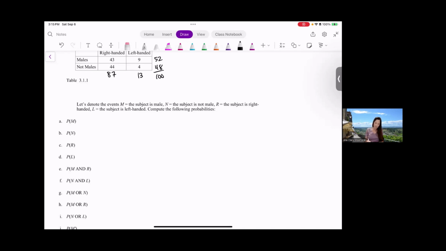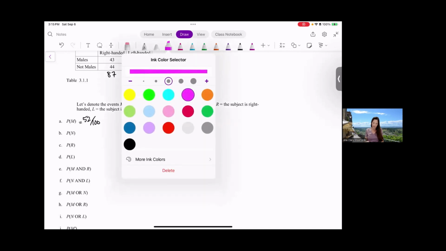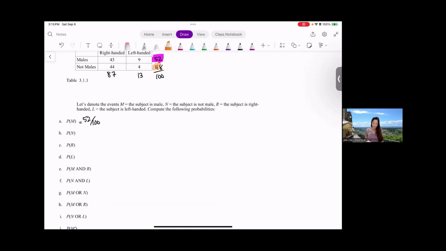The probability of being a male total, not a male and right-handed or male and left-handed, there's 52 males out of 100. Again, you can reduce, you can turn it into a decimal, you can turn it into percent, totally up to you. I'm just going to leave it like this. The probability of not male total, not a subgroup, is 48 out of 100. Males and not males totals to 100.